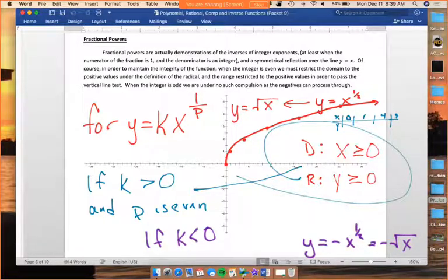The range becomes less than or equal to 0 because now whatever comes out of my square root, I multiply by -1 and it drops down below my x-axis. And so I get a nice mirror image of what I had on top. Okay, it begins to look like this. And so the domain stays the same because we haven't changed what can go in. We haven't changed what's under the radical, but we've changed it so that y is less than or equal to 0.